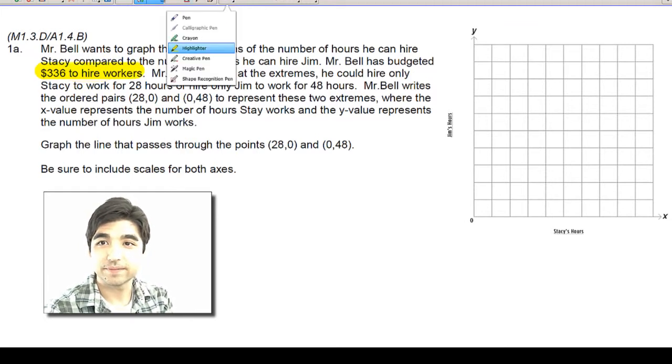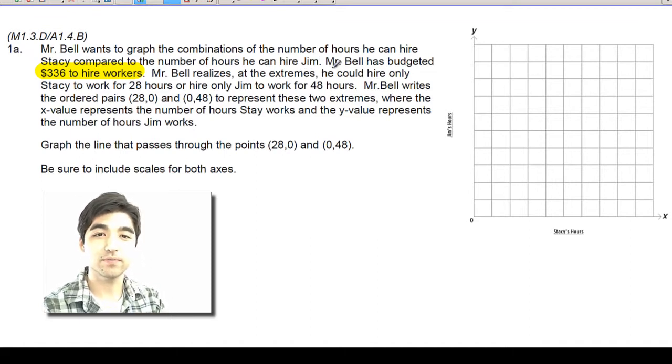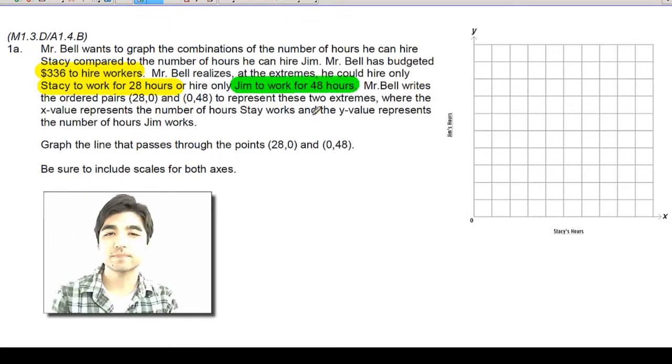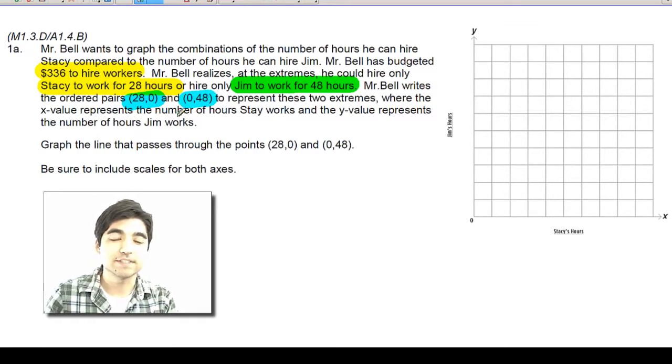To hire the workers. Mr. Bell realizes at the extremes he can only hire Stacy to work for 28 hours. Let's highlight that. Stacy can work for 28 hours, or he can hire Jim to work for 48 hours. Mr. Bell writes the ordered pairs 28, 0 and 0, 48 to represent these two extremes.